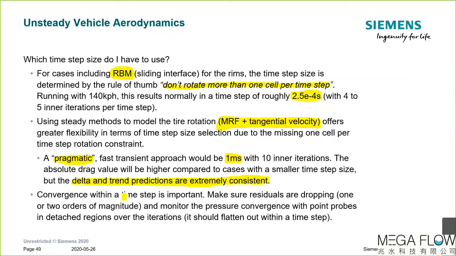So at the end of the day, convergence is important. You should make sure that residuals are dropping. Another aspect you can monitor is the pressure convergence. It's the hardest parameter to converge. So you can create some point probes, put them into, let's say, challenging regions, detached regions, and monitor the convergence of the pressure over the iterations. Of course, it should flatten out within a time step.